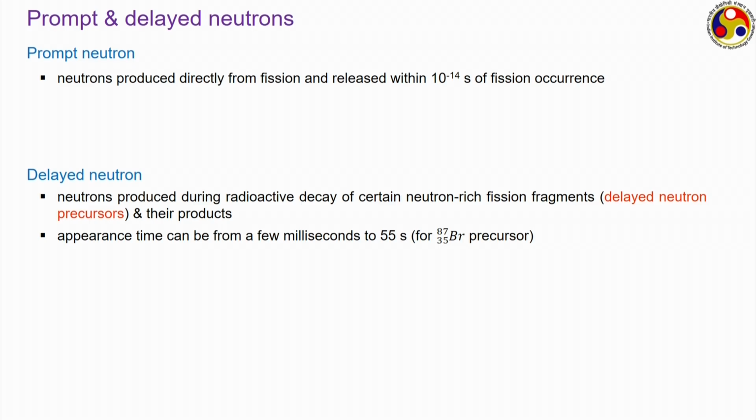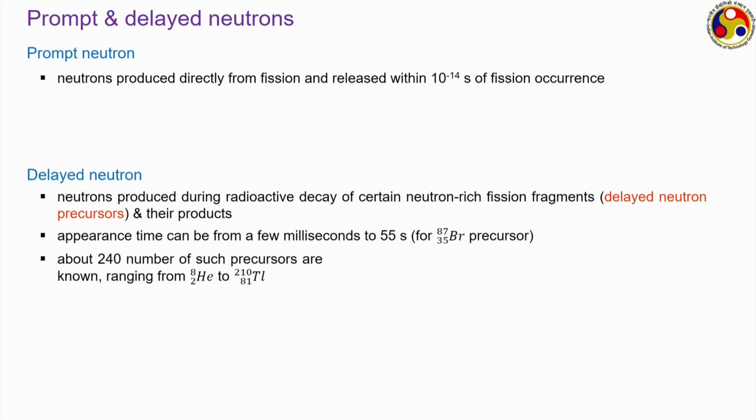Appearance time for this delayed neutron depends upon the decay rate of these delayed neutron precursors, and it can range from a few milliseconds to something of the order of 50 seconds as well. Presently, the longest living delayed neutron precursor is bromine 87, which has a half life, or mean life, of about 55 seconds.